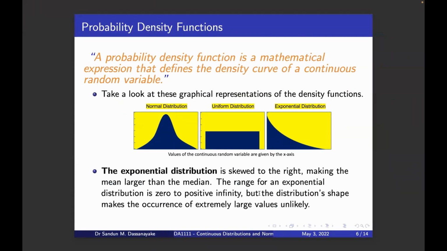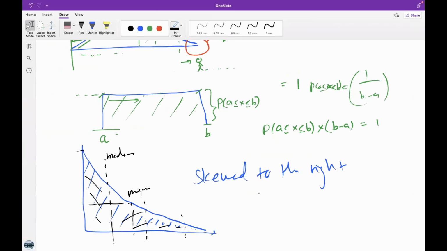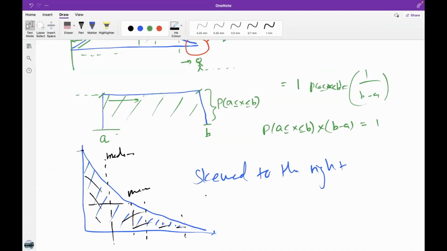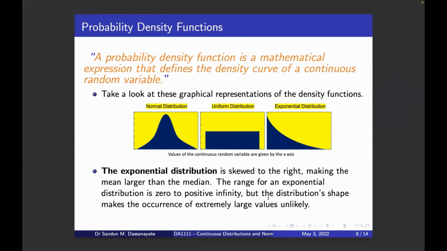Right, let's go on. The range for an exponential distribution is 0 to positive infinity. Yes, it goes from here all the way to positive infinity. But the distribution's shape makes the occurrence of extremely large values unlikely. But extremely low values have a very high probability of occurrence.